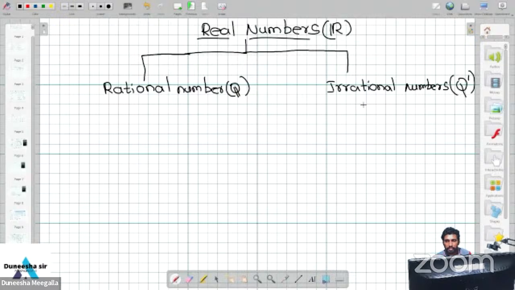What are the irrational number examples? Root numbers. Root 3. Irrational numbers වලට root 3, likewise root 5. Okay, the examples.